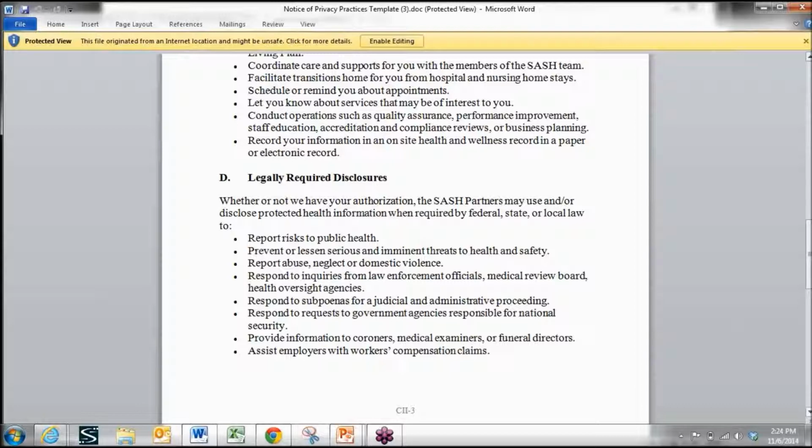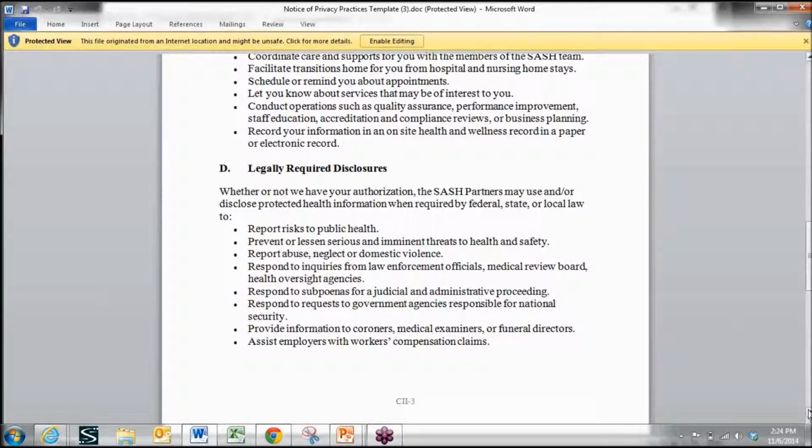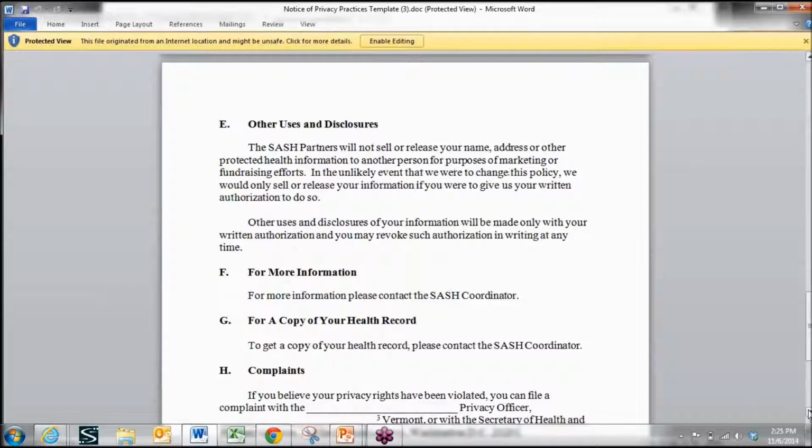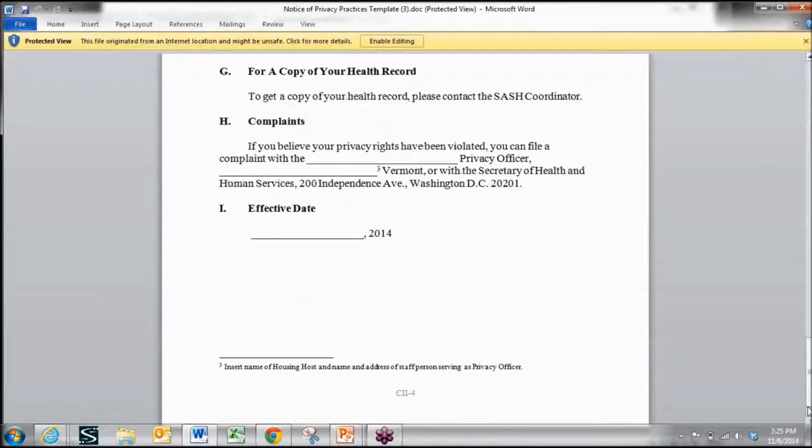And we're going to talk a lot more about this at the HIPAA training. But it's just important to make sure your participants know that under certain circumstances, by law, you have to disclose information. And Section E is just letting them know that we will not be selling their name or information for any purposes, for marketing or anything, without their explicit permission. Further on, they can get a copy of their record by contacting the SASH coordinator.